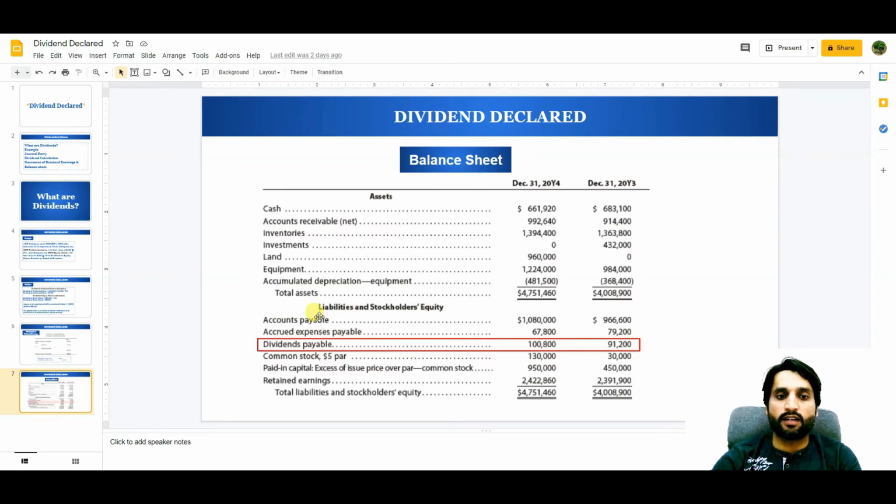Here, as you can see on the liabilities and stakeholders' equity side, you can see dividends payable, which is the liability that is not yet paid to the stakeholders or the shareholders. So when it is paid, dividends payable will be debited and bank or cash will be credited. So this is the concept of dividend declared.